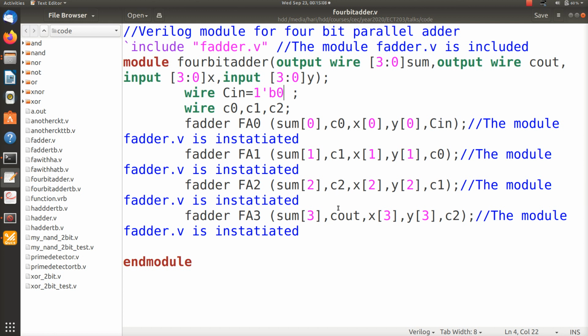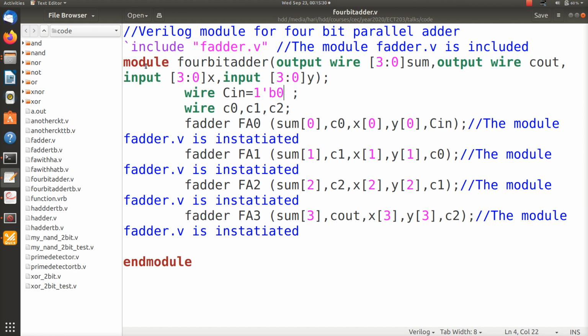Now this C2 is propagated to the next full adder, that is fa3, that adds x3, y3 and C2, and it produces my last output carry C out and sum 3. Now C out, sum 3, sum 2, sum 1, sum 0 is my final sum at the output. Okay.